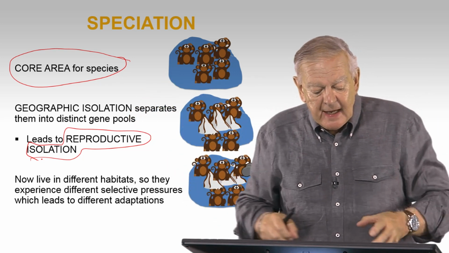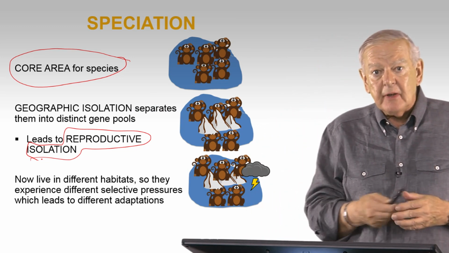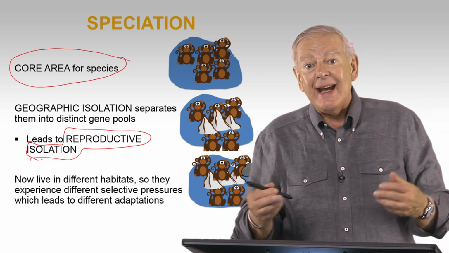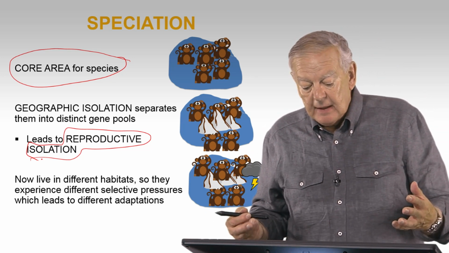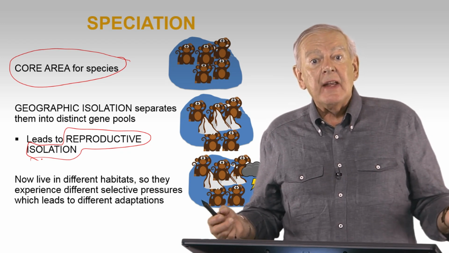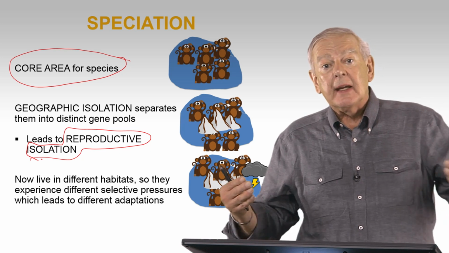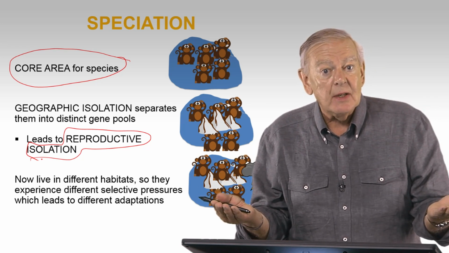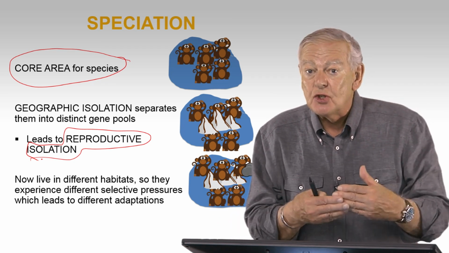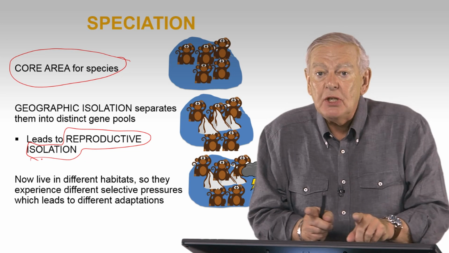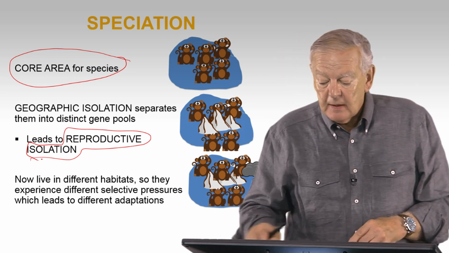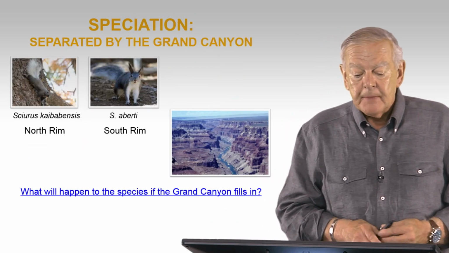Living in those different habitats, they experience different selective pressures that lead to different adaptations, right? And what happens is that if that river were to dry up and they came back together, they would be reproductively isolated, which means they could not exchange genes, that they would have speciated, developed into two different species. That's one way that this can happen.